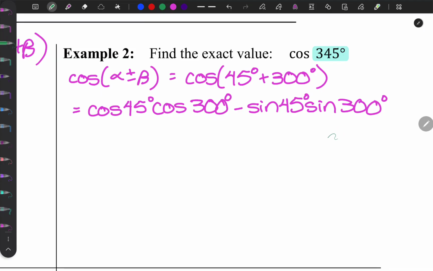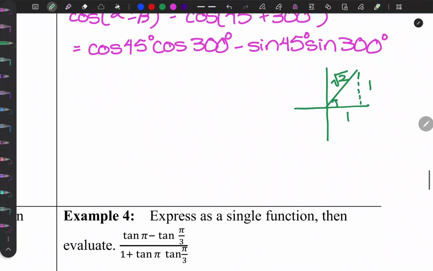I'm going to come to the side and just do a little drawing for each angle. So 45 degrees, and let's just sketch a little triangle in there. That would be 1, 1, root 2. We can do something similar for the 300, so we may as well just draw that at the same time.